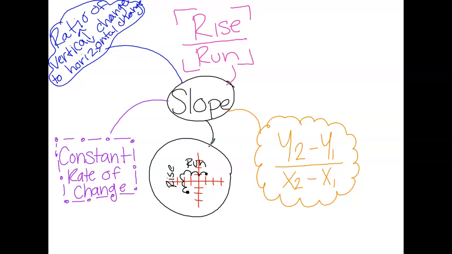The last one we know of is another way you can describe it. Like when you're given a table, what do you find? The change in Y. Okay, so you're going to find the change in Y over the change in X.